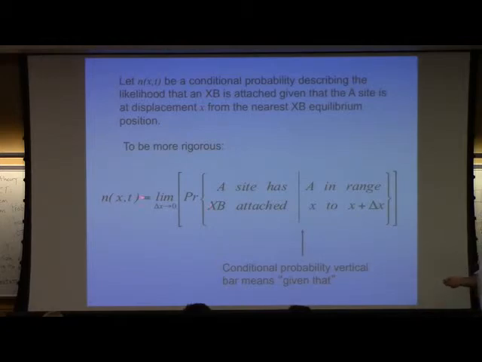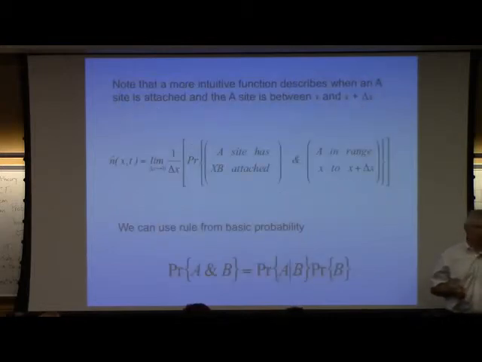Again, this n of x of t is this conditional probability which says, if I'm an A site and there's a myosin some distance from me, what is the probability that that myosin is attached? If you consider a joint probability, which instead of n of x of t is n hat of x of t, it says both there's a myosin out there and it's attached.